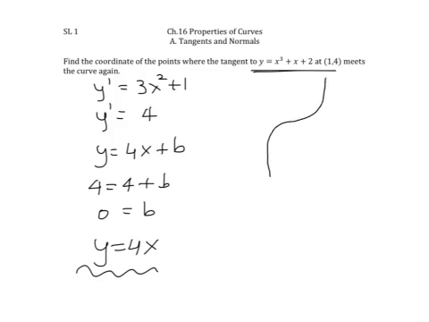And then it must pass through 1 and 4. So let's assume this was 1 and 4. And we're interested in finding where is the other point that's going to cut through this graph. Turns out it's -2 and -8. So I highly suggest that you try this on your own on your calculator and see if you get -2 and -8.